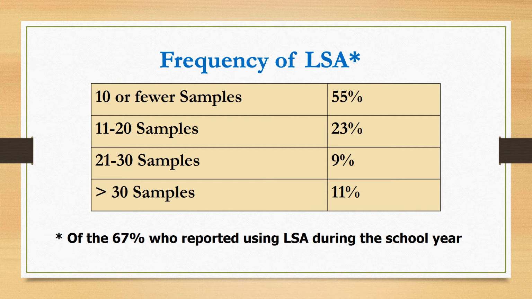So we interpret this to mean that even though many people say they were using language sampling, they're not using it very regularly because the largest majority collected fewer than 10 samples, even though the largest majority also had caseloads of 21 or larger.